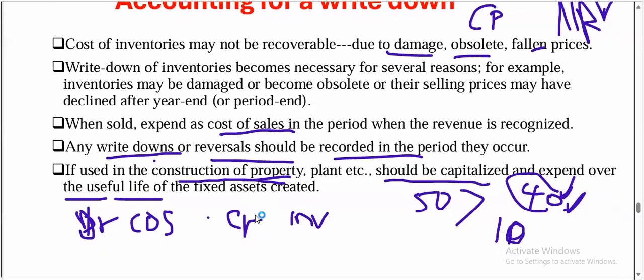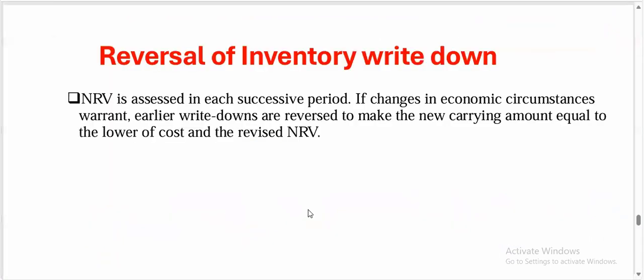Okay. Now let's look at the reversal of inventory write down.